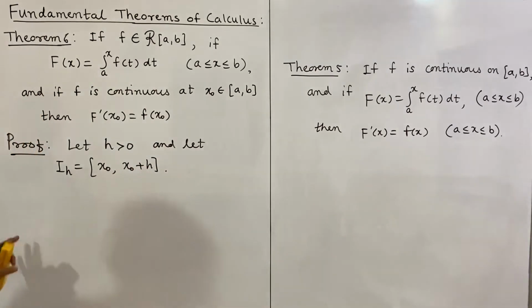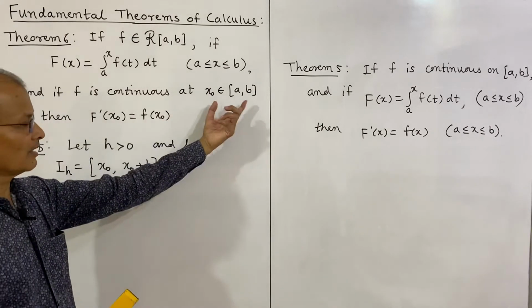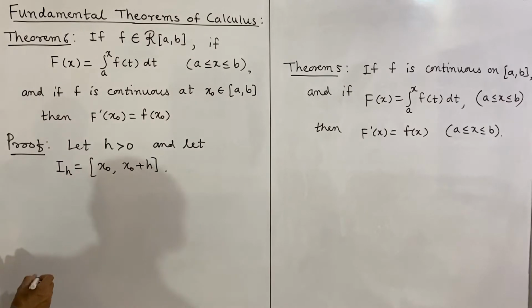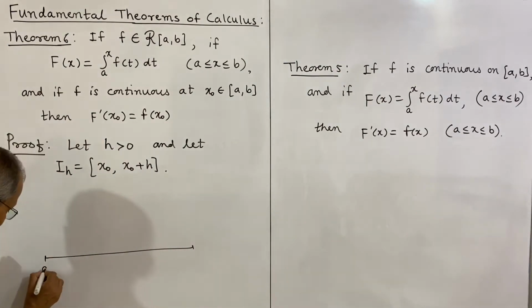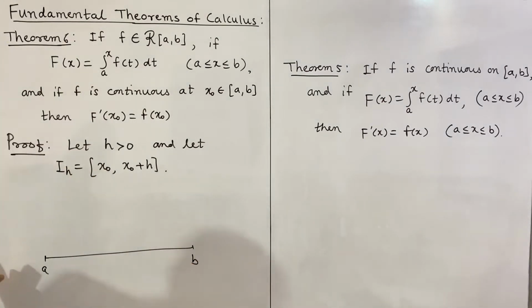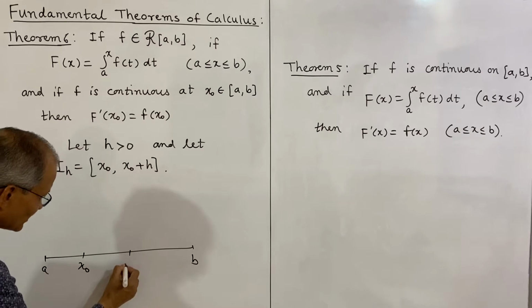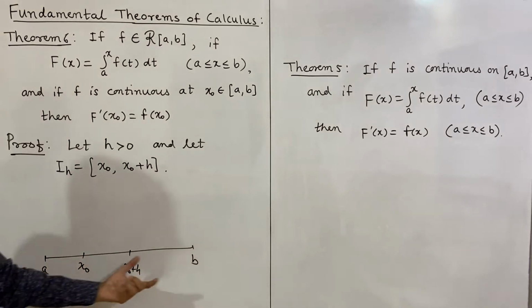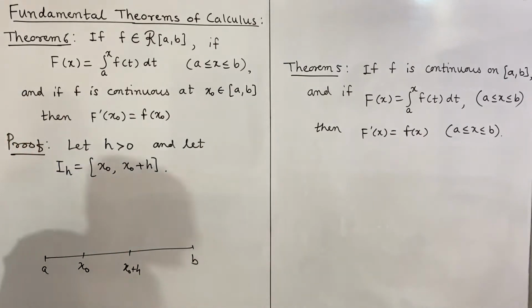We will consider this interval, and you see this will be contained in [a, b], that means we are considering like this: that is the interval [a, b], and we will suppose x naught is somewhere here and h is positive, means x naught plus h will be like this. So, this interval is contained in the original interval given, that is [a, b].